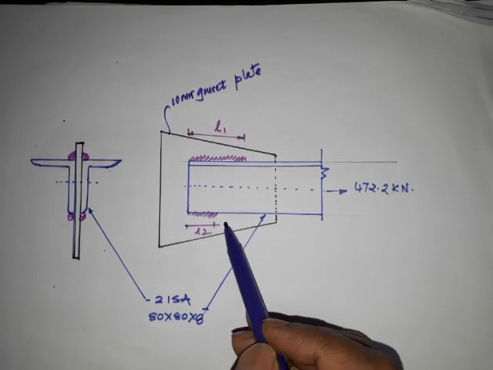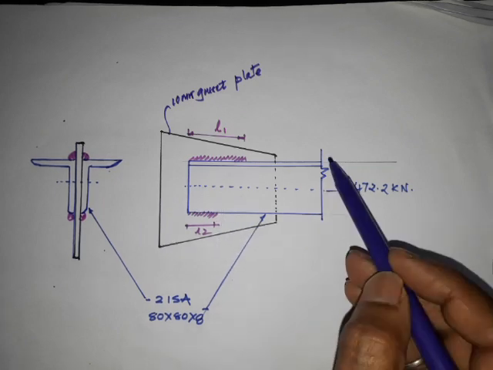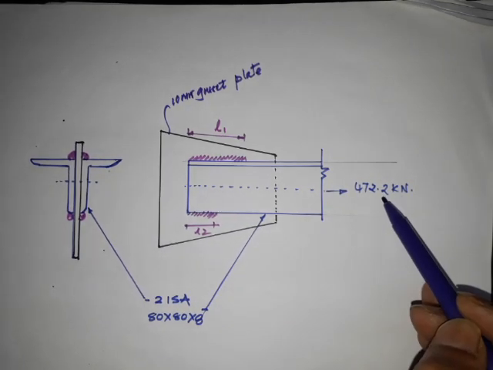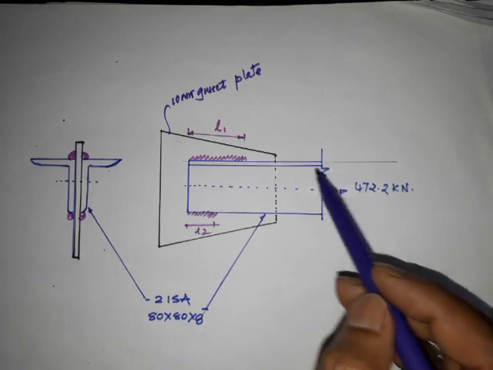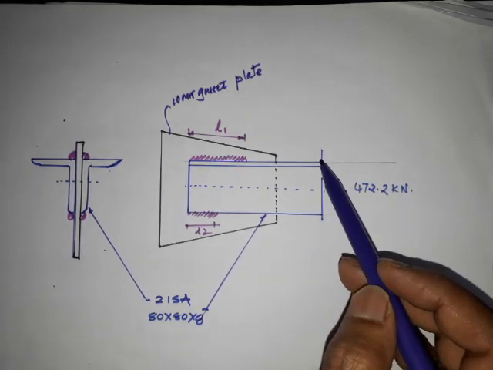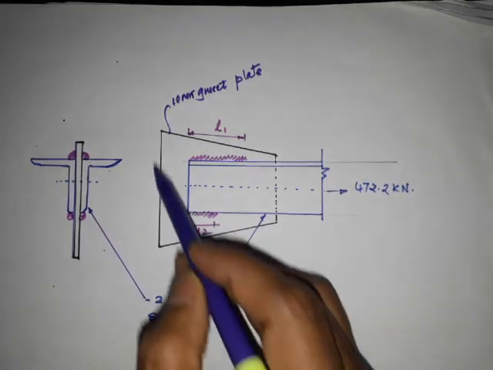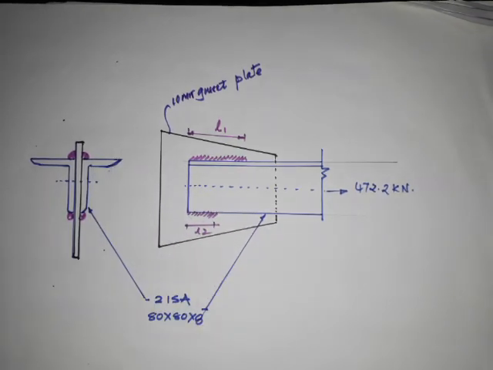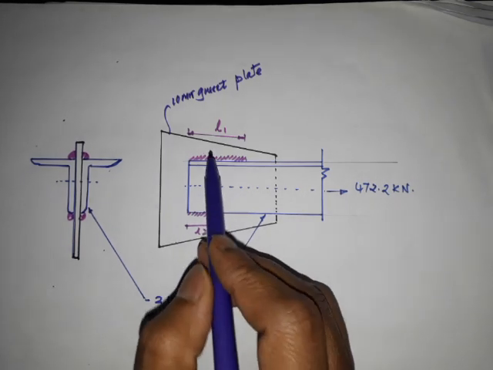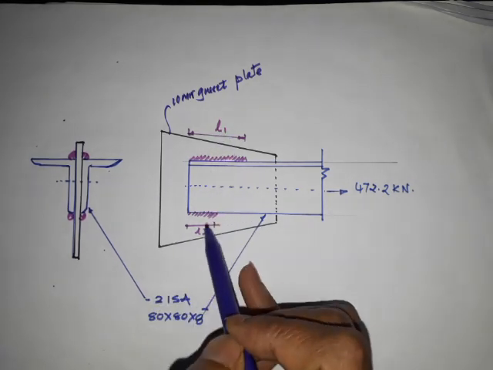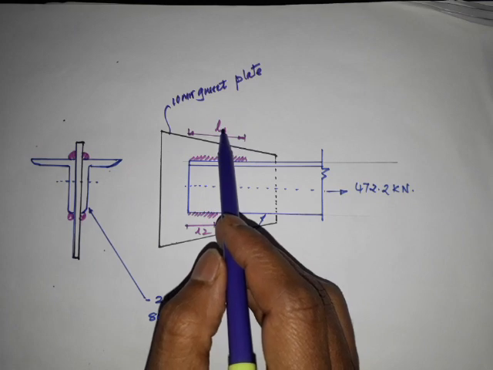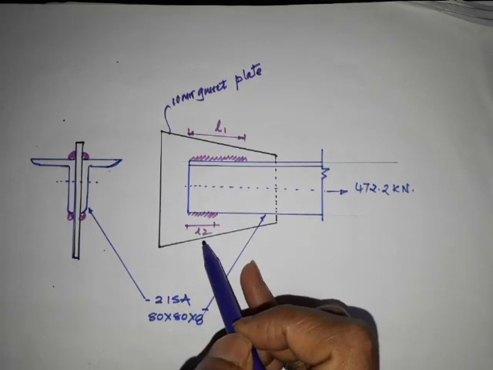What is the length of connection required? Because whatever the force transferred, that is 472.2 kilonewton transferred over this angle, it has to transfer to this gusset plate. Connection means, what is the reason to design a connection? To transfer the force from one member to another member. So for that we have to design L1 and L2. L1 is length of connection LW1, and LW2.